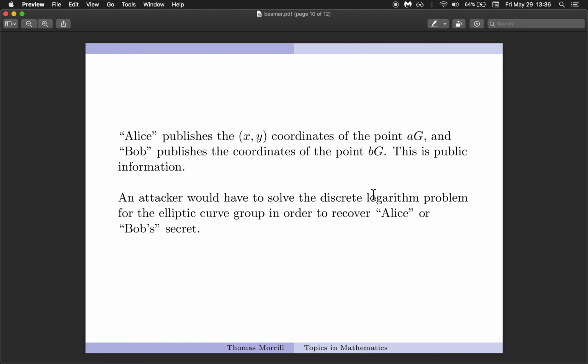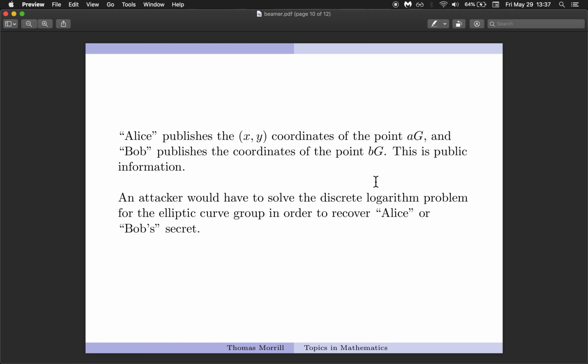And so instead of disclosing their secret multipliers, Alice and Bob are going to publish the x and y coordinates of their new points. Alice publishes the xy coordinates for A times G. Bob publishes the coordinates for B times G. The reason why this is secure, in theory, is that an attacker needs to know one of these secrets in order to solve for Alice and Bob's shared information.